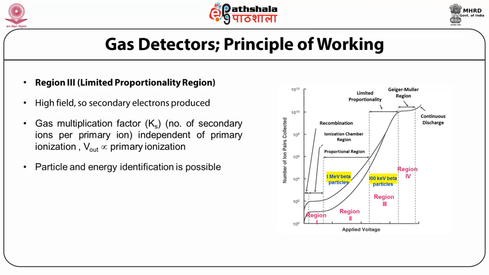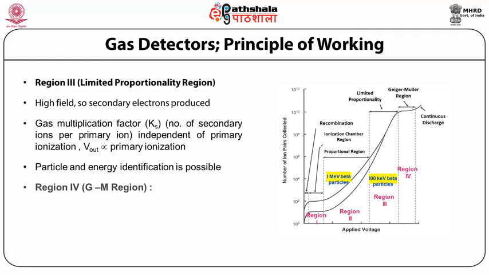Particle and energy identification is possible in this region because, depending upon the energy of the incoming radiation, a number of primary electrons are produced, and corresponding to one primary electron, there is a fixed number of secondary ions. So the total number of secondary ions collected can be correlated with the energy of the incoming radiation. So in this case, particle and energy identification is possible.